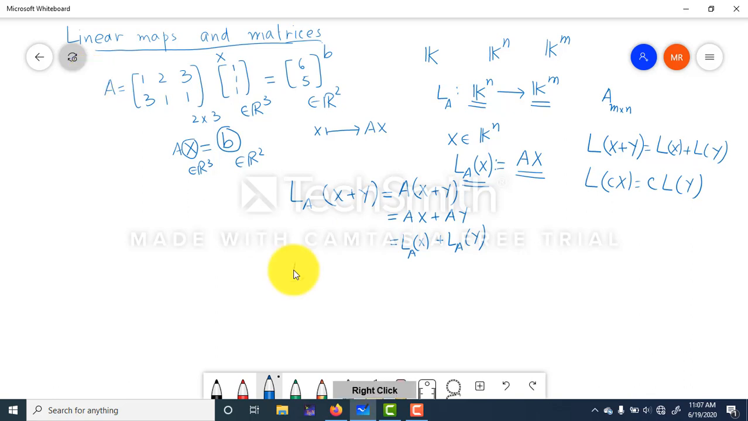And similarly, LA of cx is equal to, using the definition once again, A times cx, which can be written as c times Ax, which is c times LA of x. And hence, this transformation defined here is a linear transformation. So, now we have a theorem.